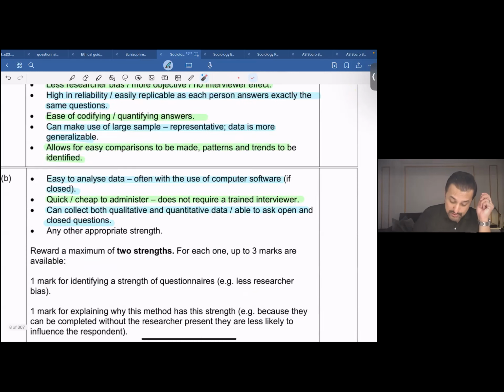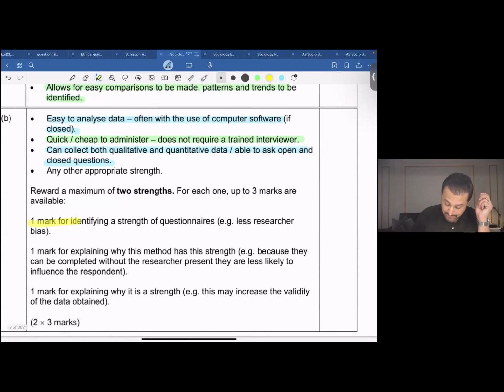So moving on towards the criteria by the CAIE, you get the first mark for identifying the strength of questionnaires. You get the second mark for explaining why this method has that particular strength. You get the third mark for explaining why it is a strength. Now, example, less researcher bias, because they can be completed without the researcher present. They are less likely to influence the respondent. This may increase the validity of the data that is obtained.